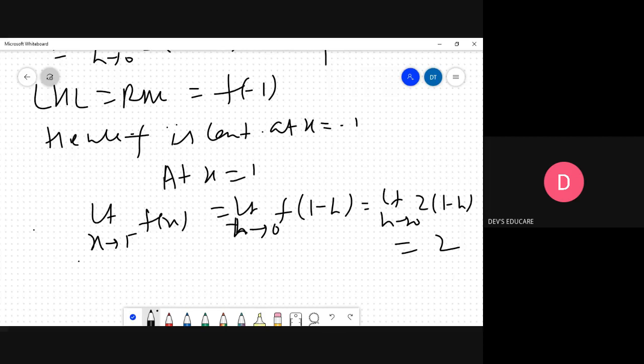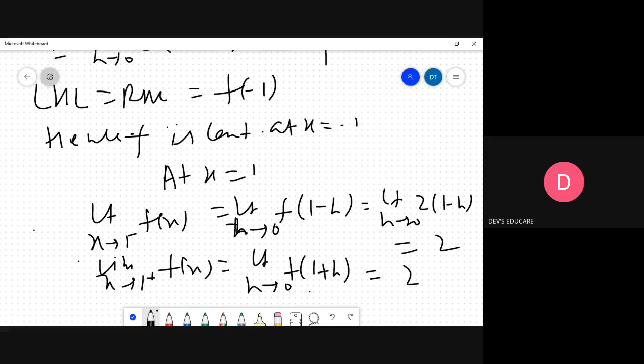Limit x tends to 1 plus f(x) equals limit h tends to 0 f(1 plus h), and that is 2. So LHL equals RHL.